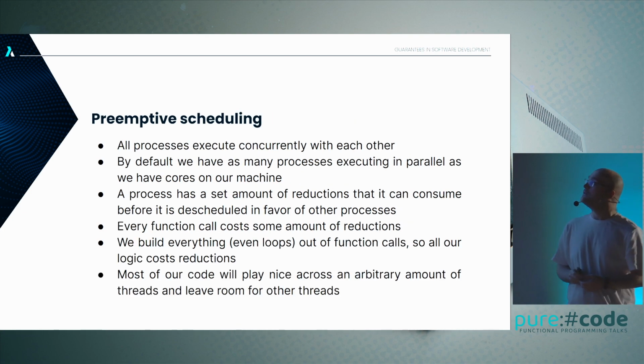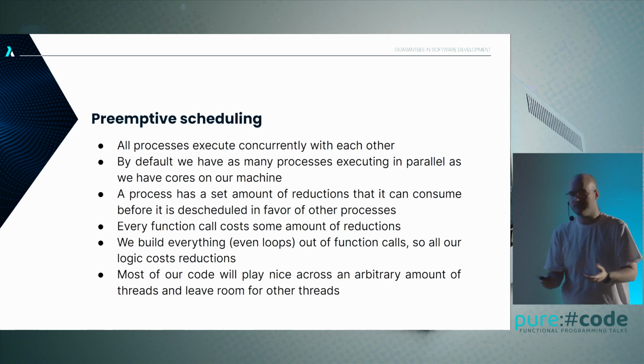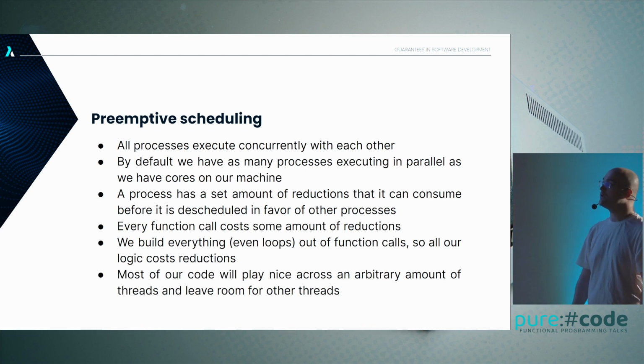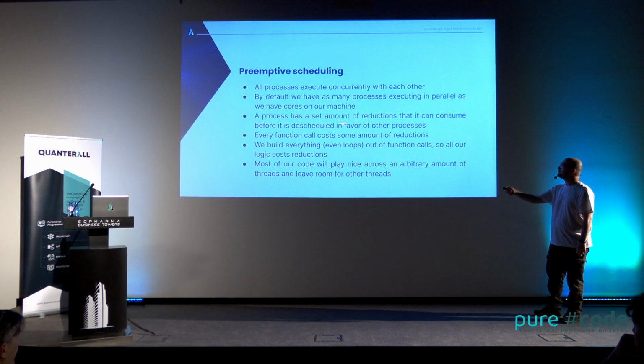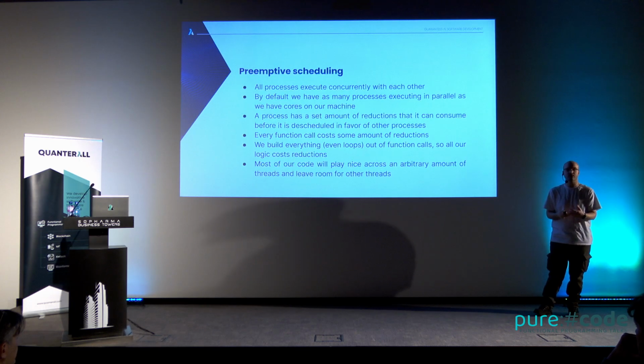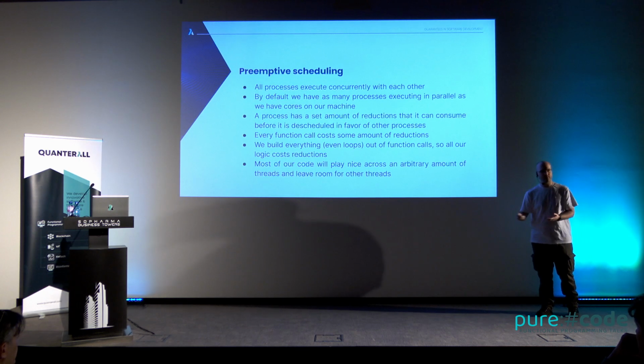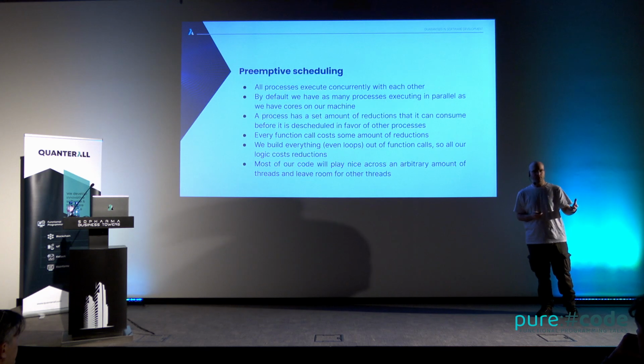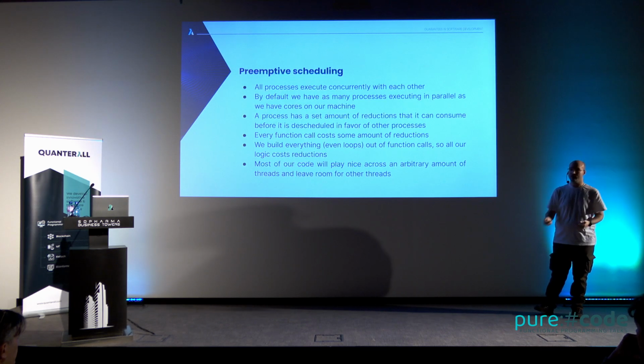So, let's see. A small primer, kind of, on preemptive scheduling and what it means. All of our processes exist at the same time. They run at the same time, ostensibly. We will have as many running at any point in time as we have cores on the machine, basically. The interesting part is that a process has a set amount of reductions that it's allowed to consume. It's almost like fuel. You can view a process in Erlang as a car that runs until it's out of fuel, and then it has to take a pit stop, and then it can run again.